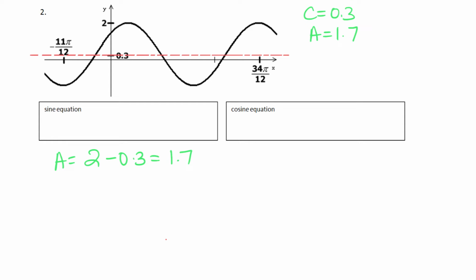Now what I'm going to do is label all the critical points between the two givens. We have negative 11 pi over 12, which is a minimum, and 34 pi over 12, which is a maximum. And I'm going to label all the critical values in between those. So we have this minimum, this SA, this maximum, this SA, this minimum, this SA, and this maximum. And for the ones that are not labeled, you want to put a slash on the x-axis.